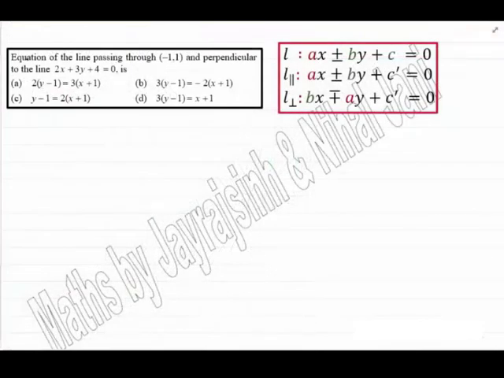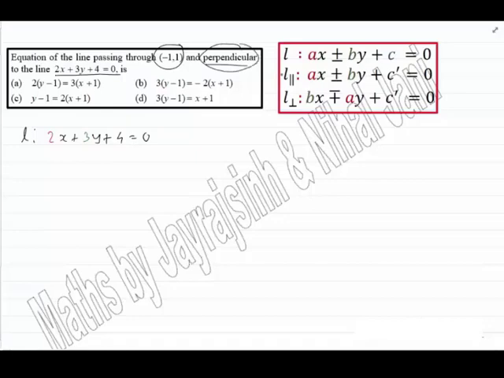Let's move to the next question of the same type. Equation of line passing through the point (minus 1, 1), which will help to find the c, and perpendicular to our line L. So here L line is 2x plus 3y plus 4 is equal to 0, and we need to get the perpendicular line. We know the general equation of perpendicular line. We have to exchange the coefficients of x and y. So let's do it. 3x minus 2y plus c is equal to 0, right?